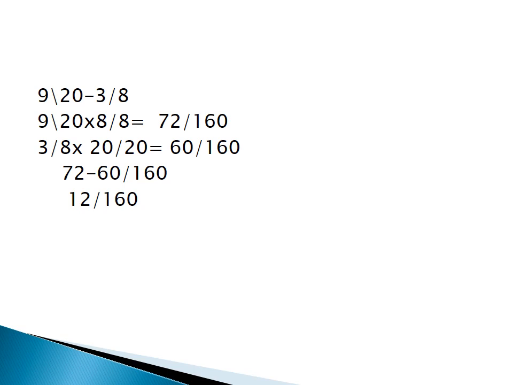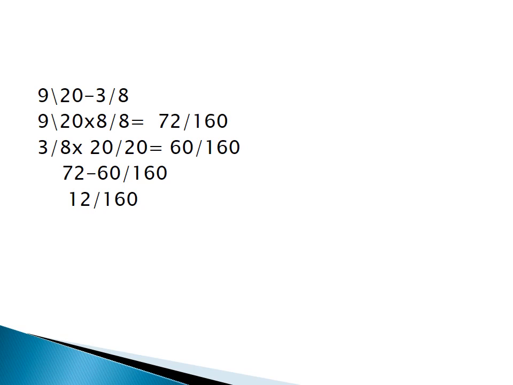Now see one more example. First fraction is 9 by 20 and the second fraction is 3 by 8. Both are unlike fractions. First of all, we will change both the fractions into like fractions. Write down the first fraction, that is 9 by 20, multiply by the denominator of second fraction, that is 8. 9 by 20 multiplied by 8. Okay, 9 8s are 72, 20 8s are 160.